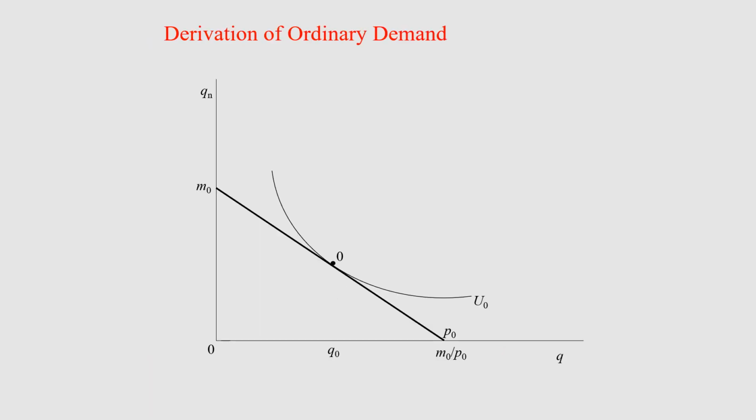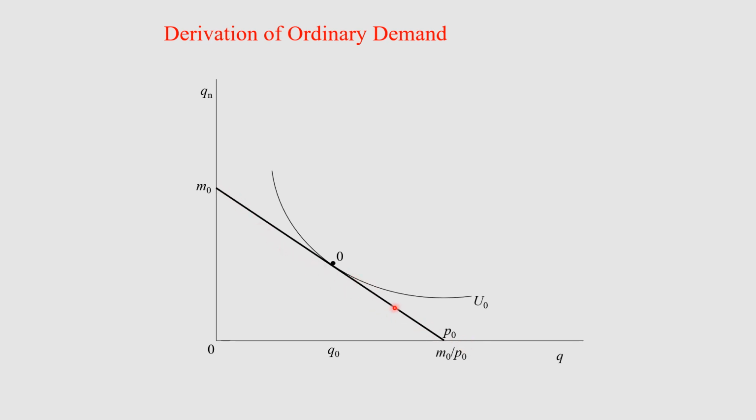Okay, we can look at the derivation of an ordinary, or sometimes called Marshallian demand curve, where what we're doing is we're maximizing utility subject to a budget constraint. So the budget constraint is given here by a budget limit of M0, and given that the price of Qn is 1, and the price of Q is P0, then what we do is we divide the budget, M0, by P0, and that gives us the maximum amount of Q that we could purchase. On the other hand, if we don't buy any Q, the maximum amount of Qn we can purchase is given by M0 divided by the price of Qn, and that is 1, so M0. We then take the indifference curve for utility level, in this case U0, that is tangent to this budget constraint.